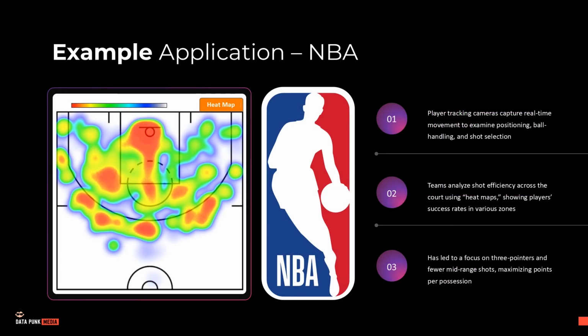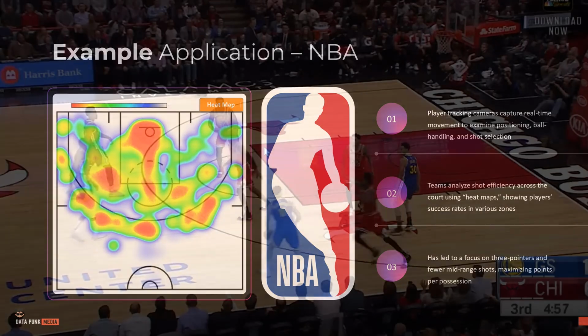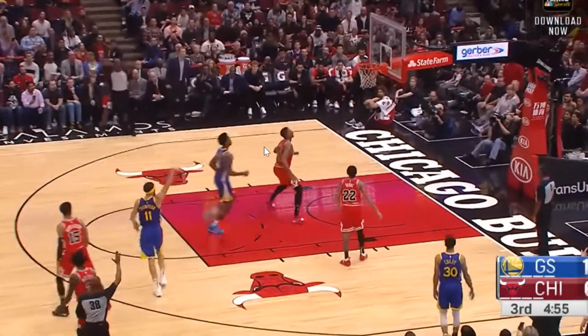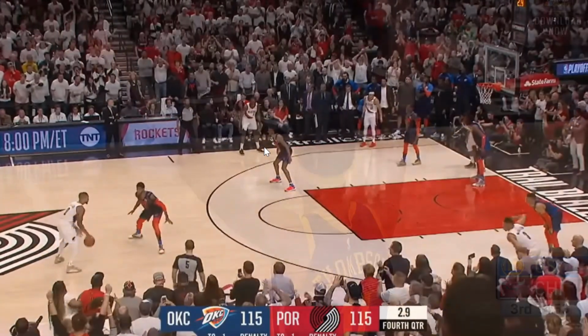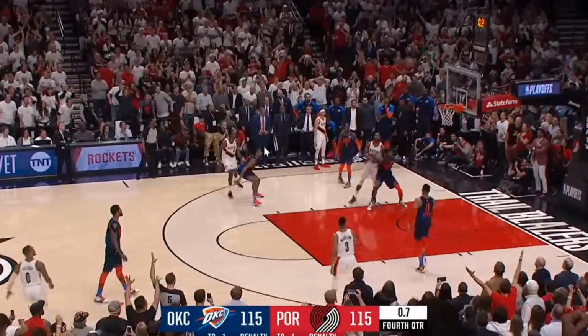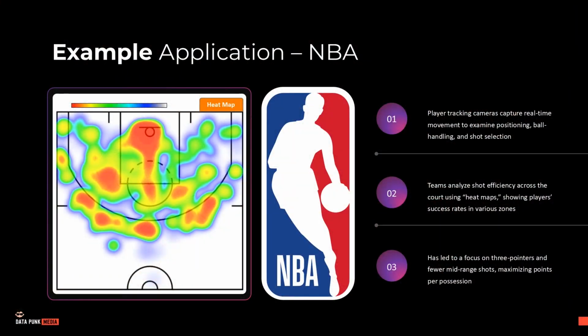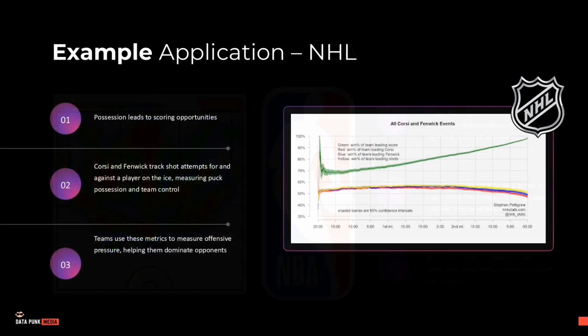In the NBA, player tracking cameras capture real-time movement, allowing analysts to examine positioning, ball handling, and shot selection. For example, teams analyze shot efficiency across the court using heat maps, showing players' success rates in various zones. This shift, popularized by teams like the Golden State Warriors, has led to a focus on three-pointers and fewer mid-range shots, maximizing points per possession and fundamentally changing NBA strategy.